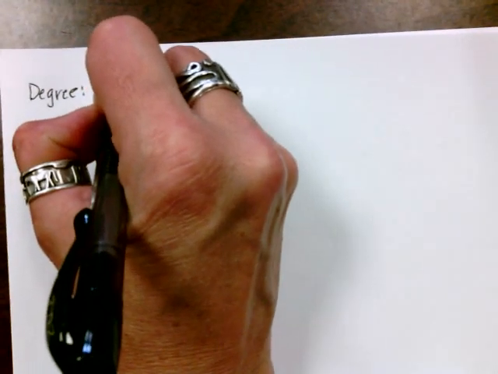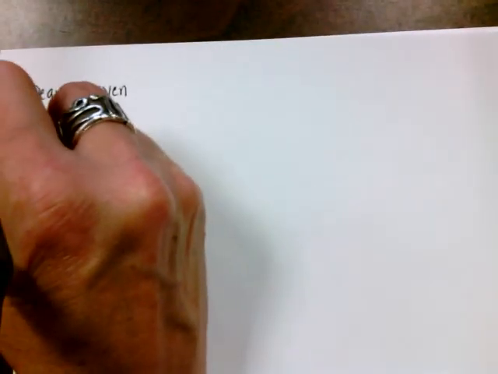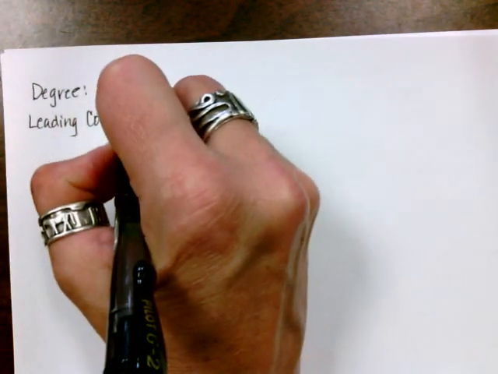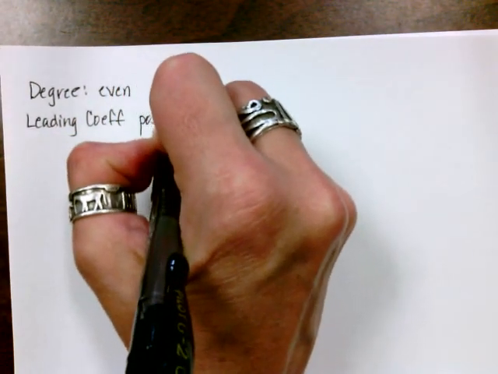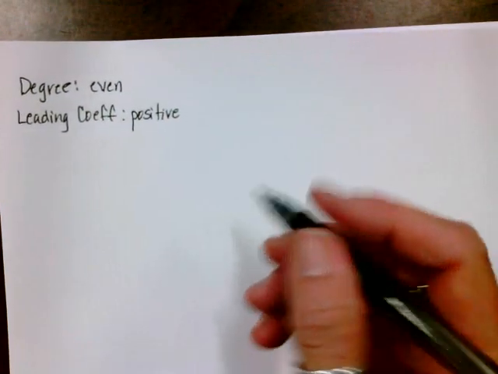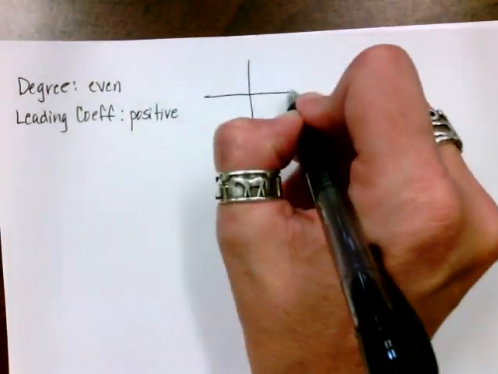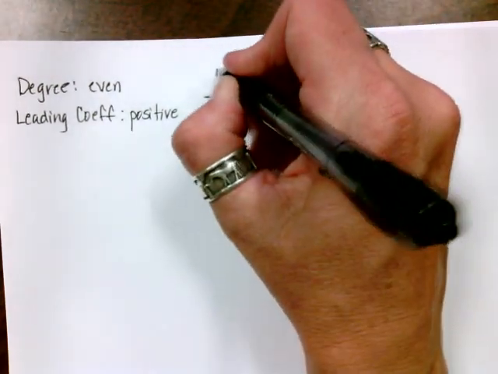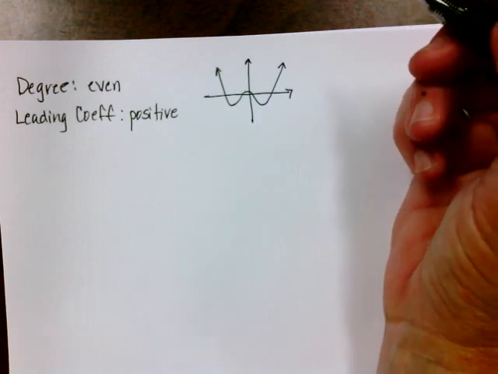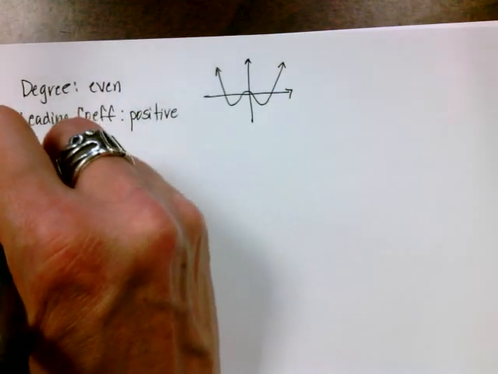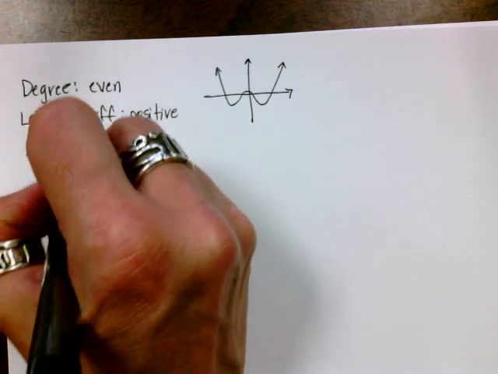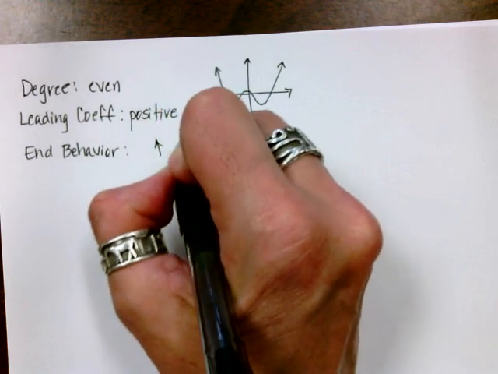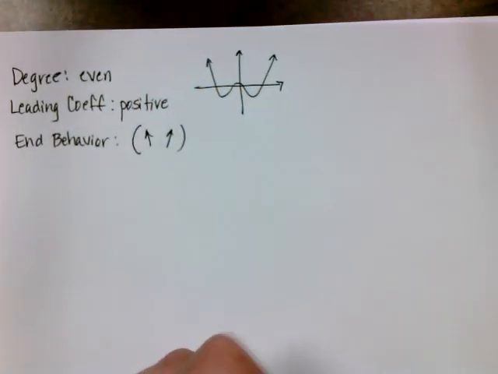Let's talk about what happens if I have an even degree and my leading coefficient is positive. Okay. In general, regardless of what happens in the middle, it could look something like this. Really doesn't matter what happens in the middle. So then my end behavior is going to be up and up. Okay, a parabola is a good example of this.